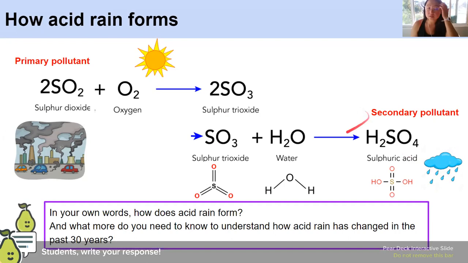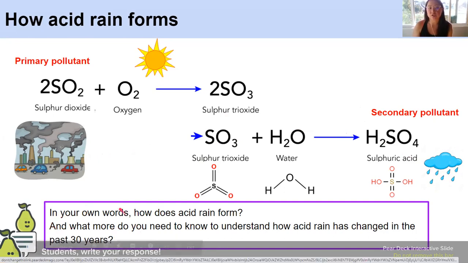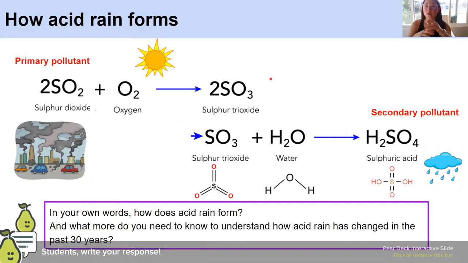So I asked students to use the explanation that I just gave about acid rain, and then in the Pear Deck they answered in their own words, how does acid rain form? And what more do you need to know to understand how acid rain has changed in the past 30 years? So now that we know this, what else do we need to know in order to answer our big overarching question of how acid rain has changed in the past 30 years? So everyone was able to try to use this vocabulary and answer the question.